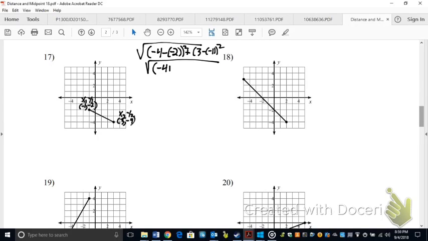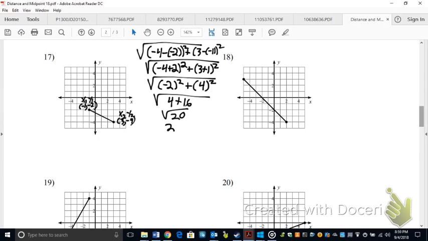So that's going to give me -4 plus 2 squared plus 3 plus 1 squared. -4 plus 2 is -2 squared. And 3 plus 1 is 4 squared. So then I'm going to go 4 plus 16, or 20, and we already went over how the square root of 20 is 2 radical 5. So on these ones, the only difference is that you first have to identify the point, and then you can go ahead and run the distance formula.